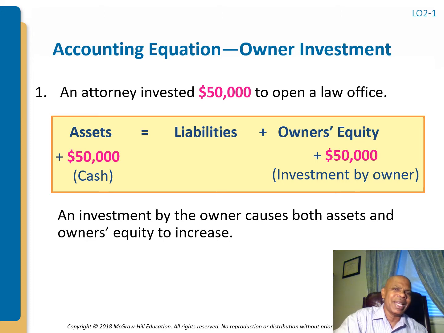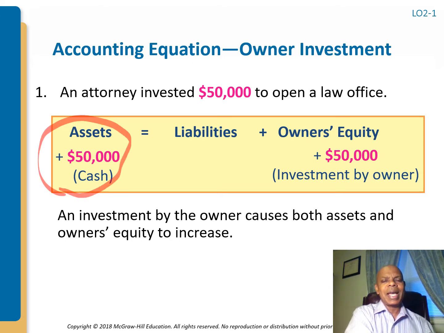On investments, the attorney invested 50,000 to open a law firm, a law office. This is the starting point. He decided, okay, I'm going to open an office, my own business, my own practice. So he put 50,000 into the business. That's the starting point, 50,000. Now what is the asset here? Cash. You put money into the business. Now what is the other side? The other side is the investment by the owner.